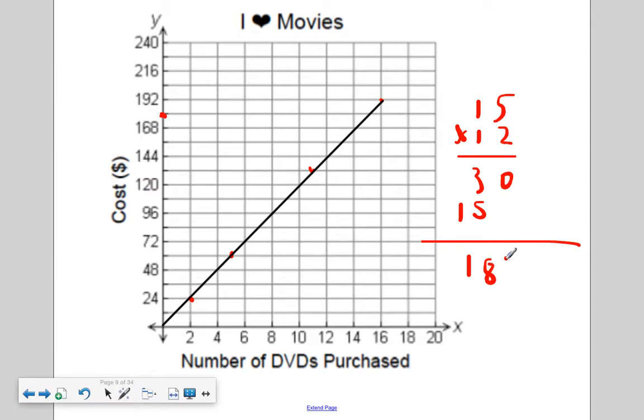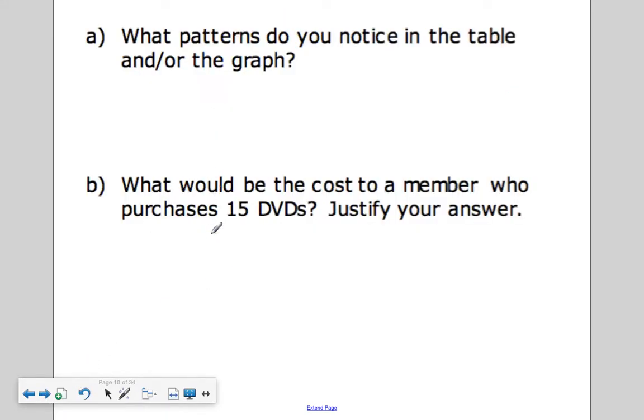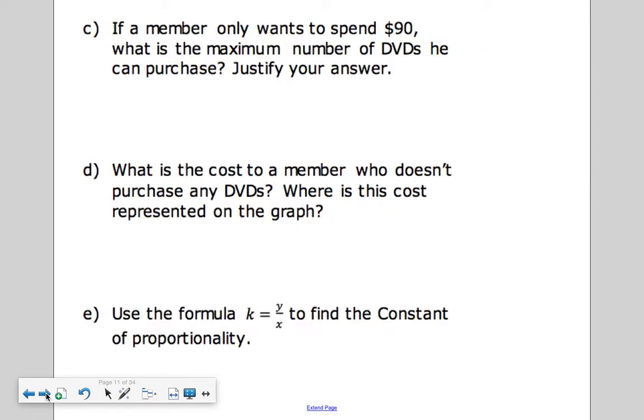Why not just trust my instinct? Did you know most of the time when you're on tests, if you trust your instinct, the first answer is usually correct? Whenever you change your answer on a test, usually you do get it wrong, unless you really made a mathematical error or something. So what would be the cost to a member who purchases 15 DVDs? $180. If a member only wants to spend $90, what is the maximum number of DVDs he can purchase?